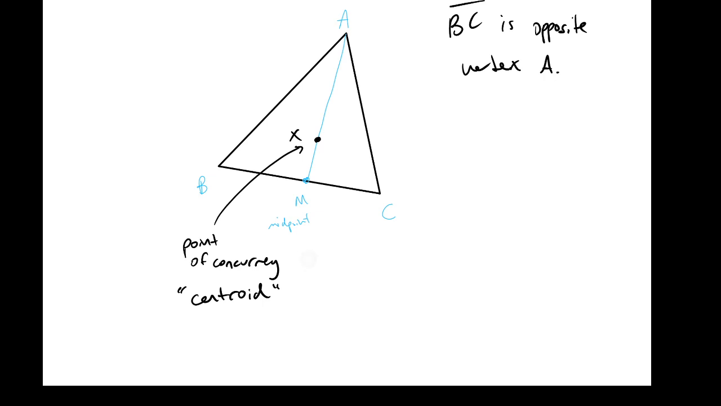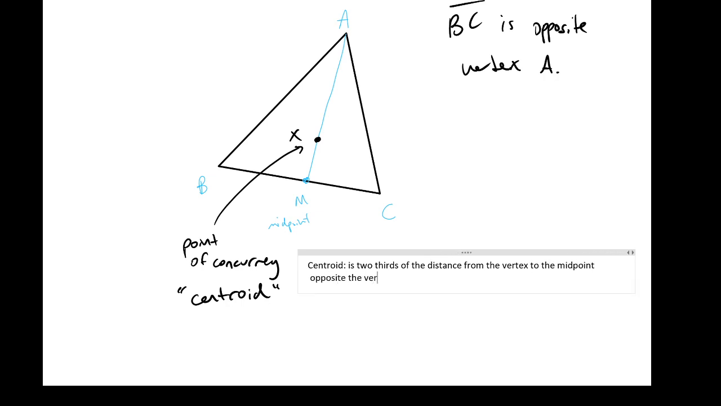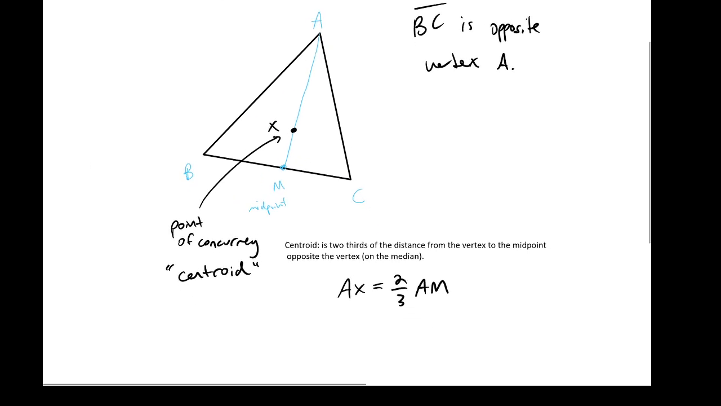Okay, and the centroid has the following relationship within a triangle. It works like this. The centroid is 2/3 of the distance from the vertex to the midpoint opposite the vertex, and that's going to be on the median. In other words, AX, from the vertex to the centroid, is equal to 2/3 of the length of that entire median, which would be line segment AM. This is rather straightforward, and I don't want you to overthink how to do this problem.